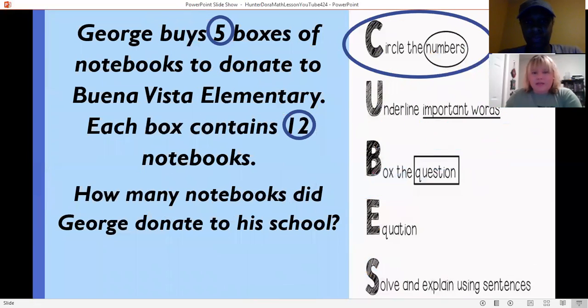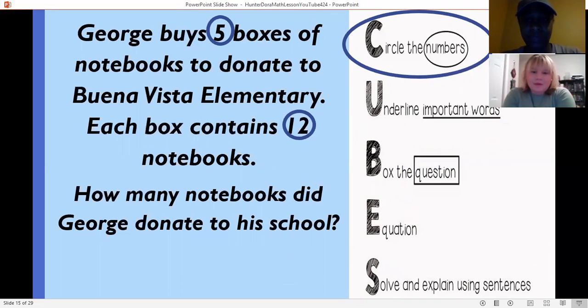Okay, we have a second question for you. I will read it. It says, George buys 5 boxes of notebooks to donate to Buena Vista Elementary. Each box contains 12 notebooks. How many notebooks did George donate to his school? Again, I'll let Miss Dora start with our C and our first letter of CUBES. C is for circle, so I circled all of my numbers. He had 5 boxes, and in each box, there were 12 notebooks. So I circled 5 and 12.